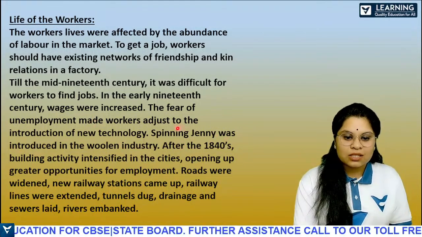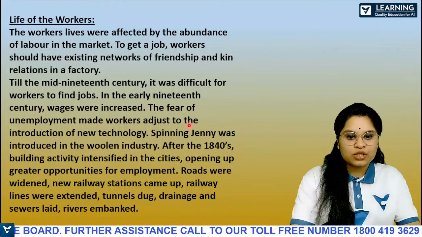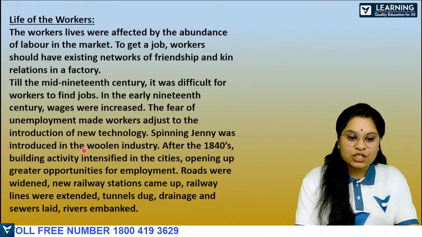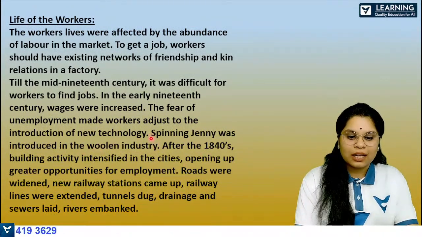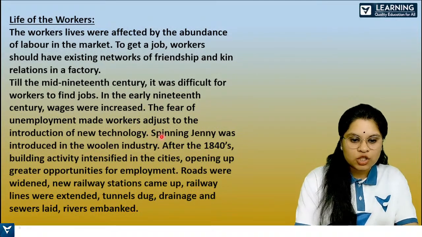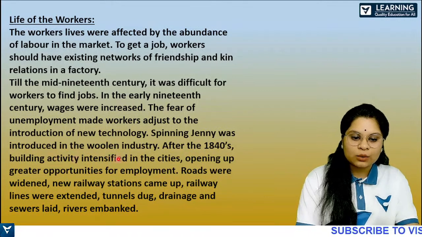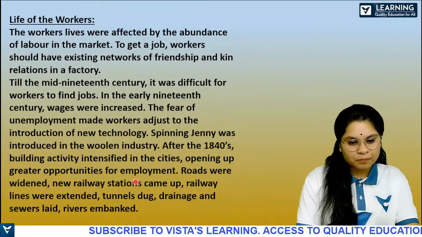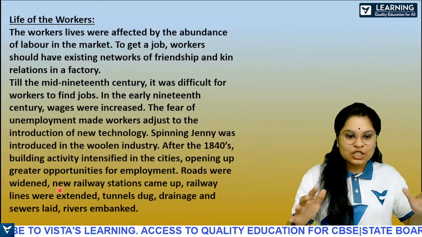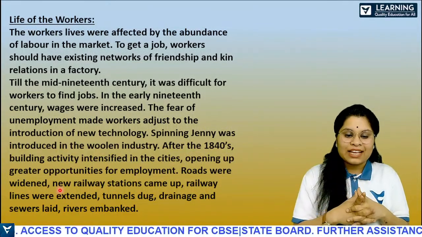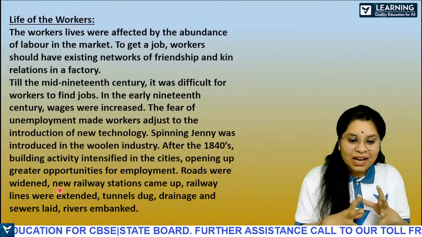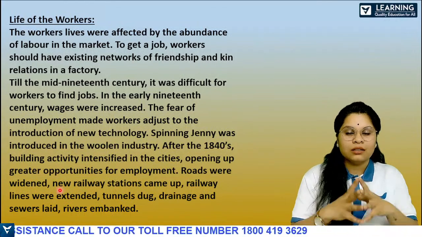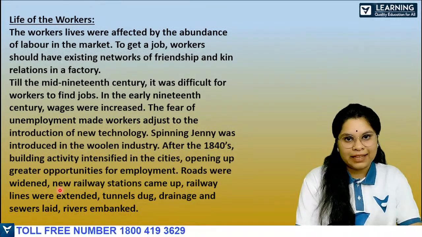So the spinning jenny is a tool or an instrument which is used to weave woolen clothes. So the spinning jenny was introduced in the woolen industry. Again, that's a symbol of rising technology. So after the 1840s, building activity intensified in the cities, opening up greater opportunities for employment, right? So roads were widened, new railway stations came up, railway lines were extended, tunnels were dug, drainage and sewers laid, rivers and banks. So these were some of the improvements which happened then.